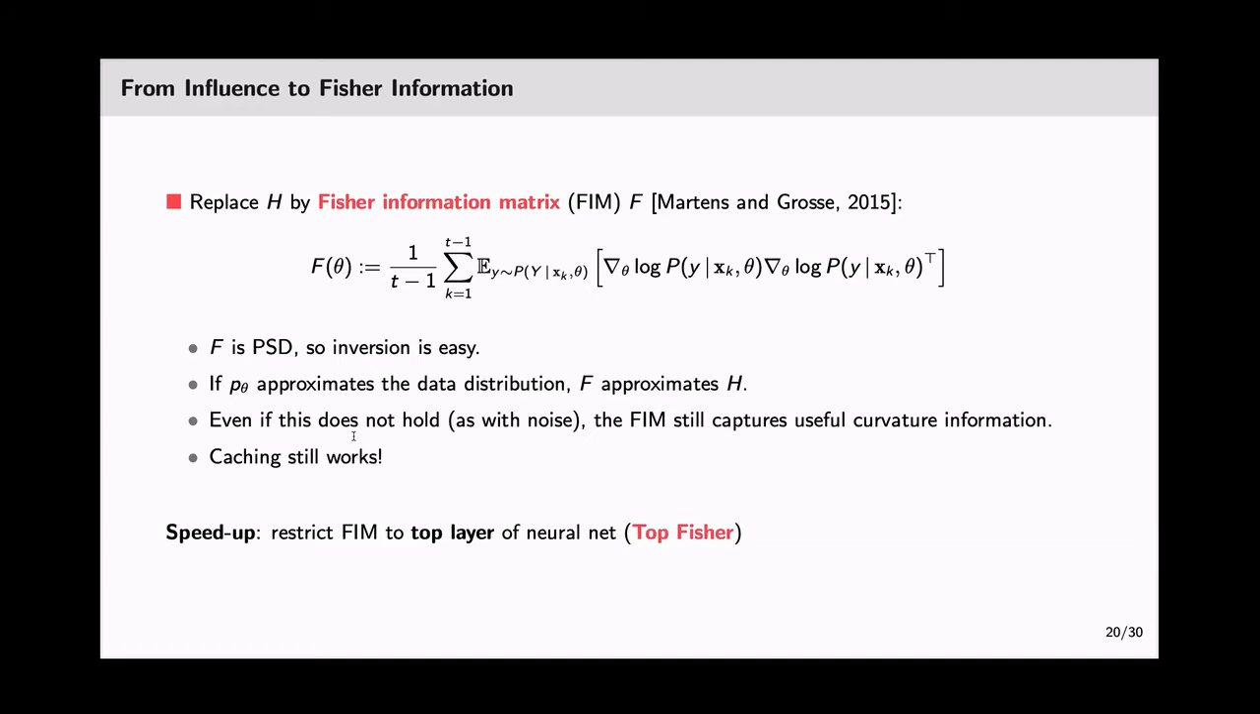The Fisher information matrix is a matrix of size the number of parameters of the model times the number of parameters of the model, so it's very big. So we restrict the computation only to the top layer of the neural network. Basically, we only use the parameters of the top layer of our network, and we call this top Fisher. This solution helps us to speed up the computation.